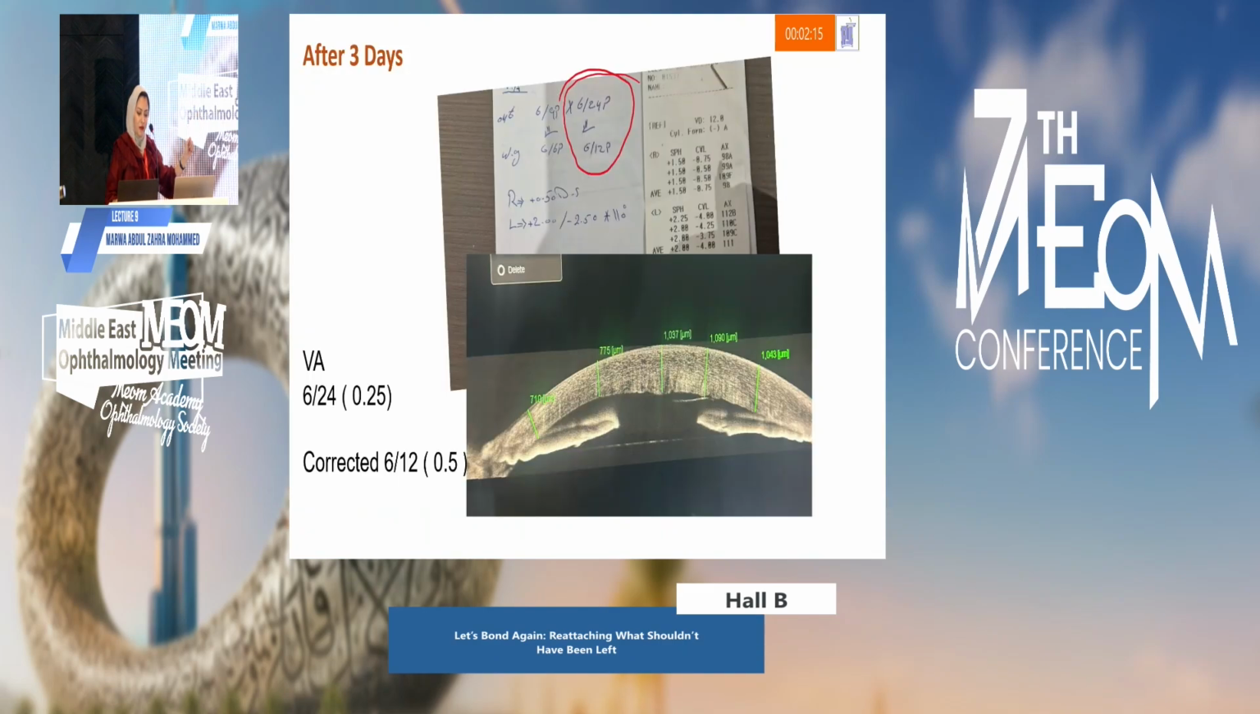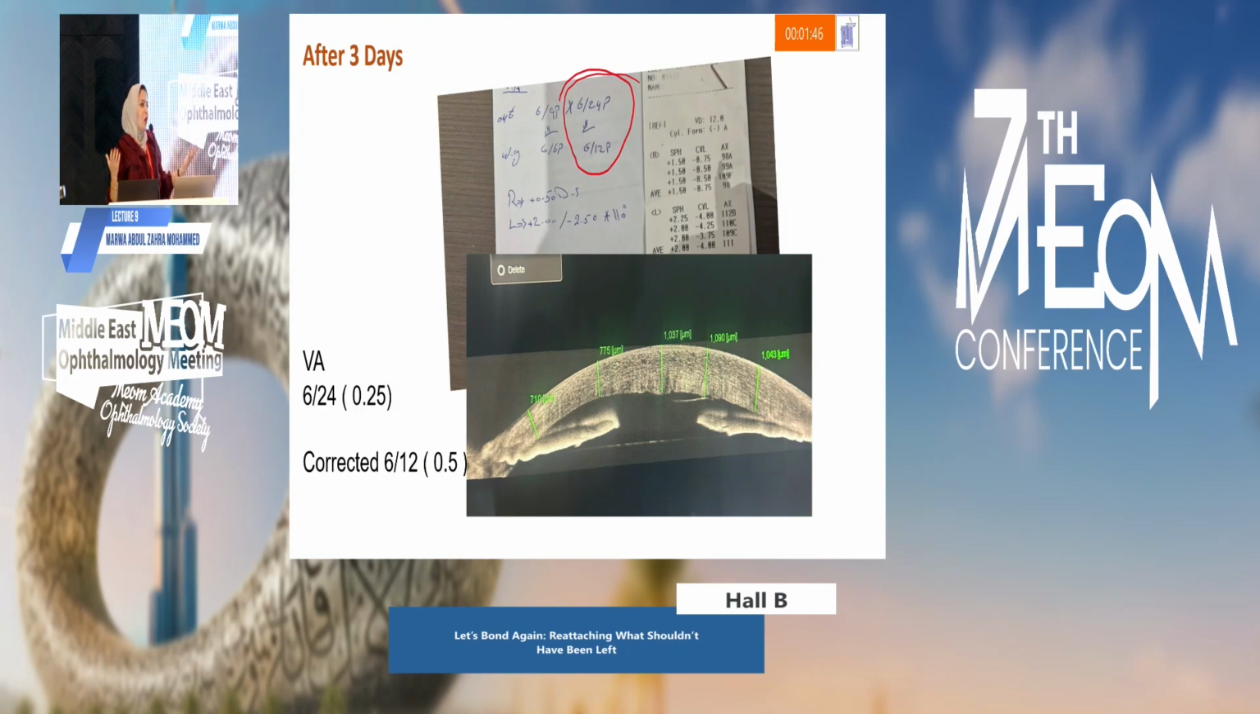So after 3 days, the visual acuity is 6/24 and the corrected is not that much better, and there is still the Descemet membrane detachment. And at this time, I was confused. Can I do a rebubble of air or go for gas? Actually, my patient is in a rural area. She is an old patient and she can't make too many visits to the ophthalmologist.